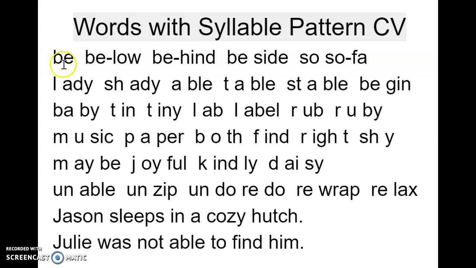We have be, below. Clearly, below. Two syllables. Behind, two syllables. Beside, two syllables. Beside. So, one syllable. Sofa, two syllables.